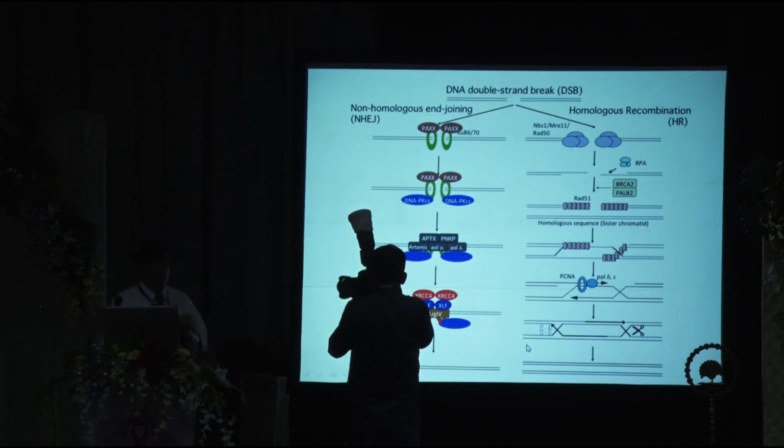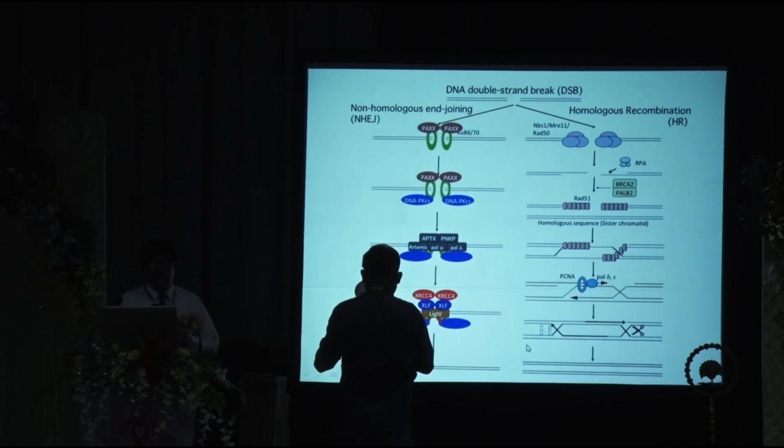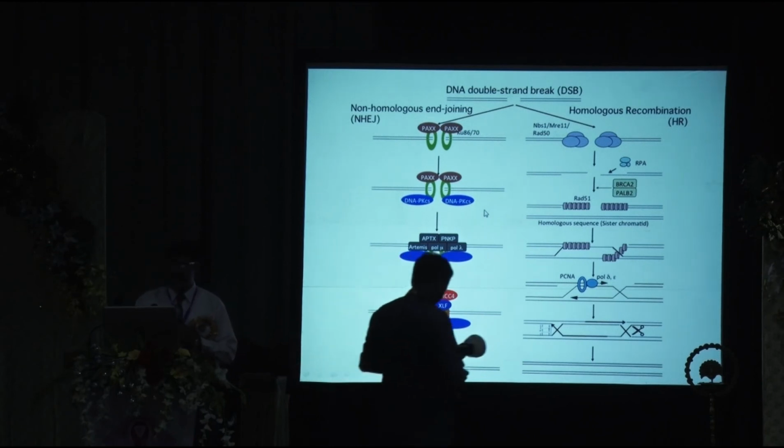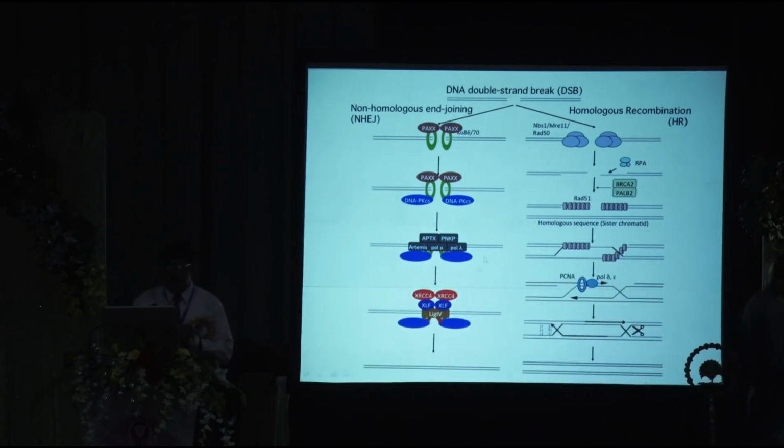So this is the classical model of DNA double-strand break repair pathways. In the NHEJ repair pathway, Ku86, Ku70, DNA-PKcs, aprataxin, PNKP, Artemis, Pol mu, Pol lambda, and the XRCC4-ligase 4 complex and XLF protein work here. In the homologous recombination pathway, NBS1, MRE11, RAD50, RPA, BRCA2, PALB2, and PCNA, along with Pol delta and Pol epsilon, work in this repair pathway.